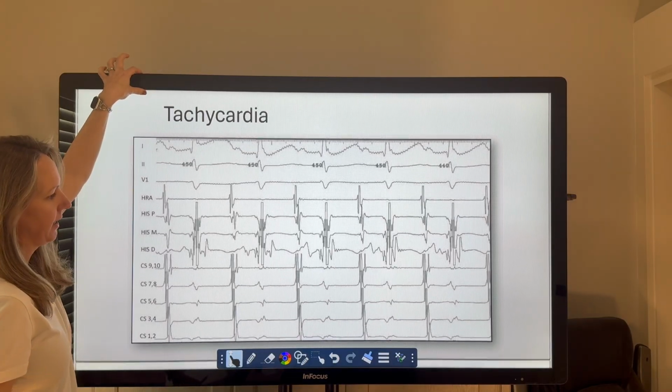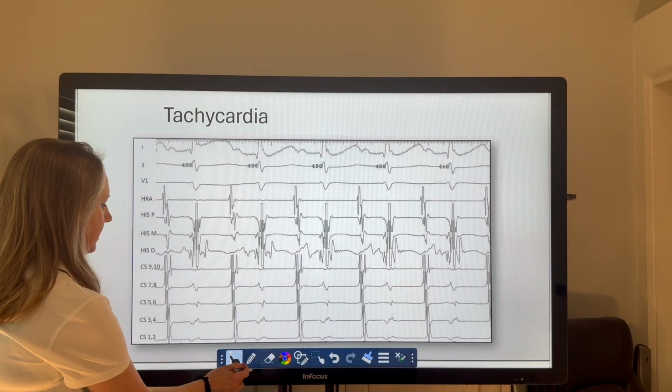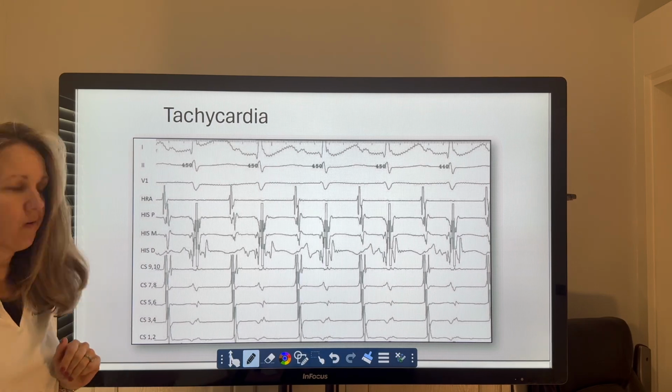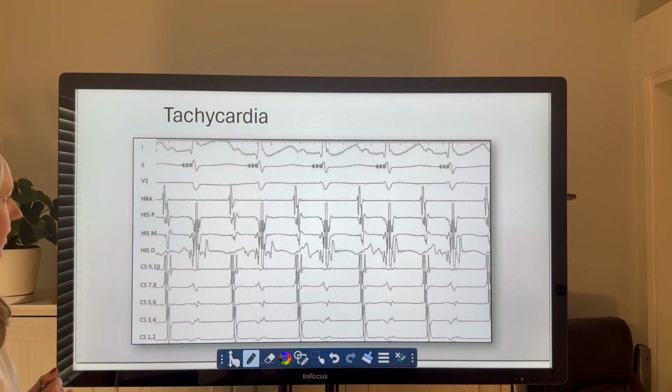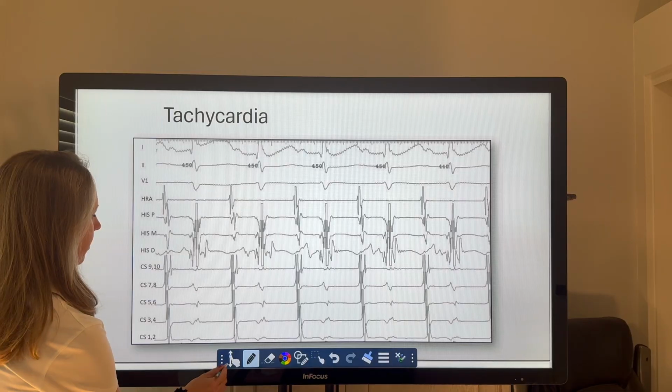Here's our tachycardia. Take a minute and see what's going on here. Okay, let me go back and point one thing out.